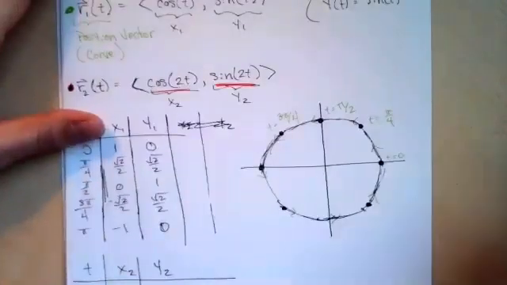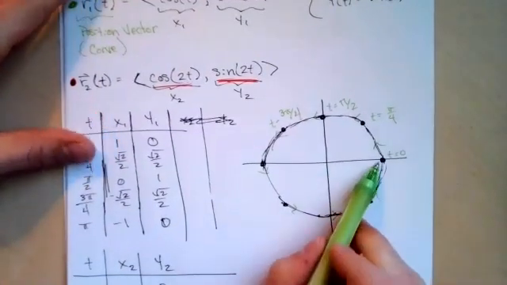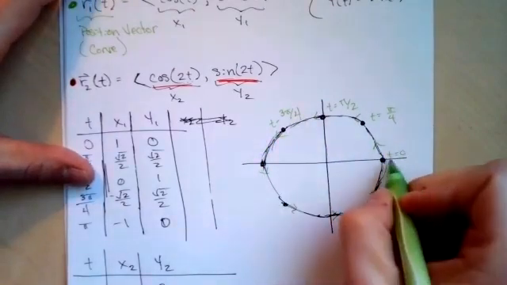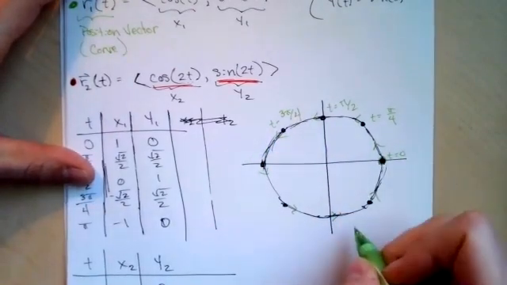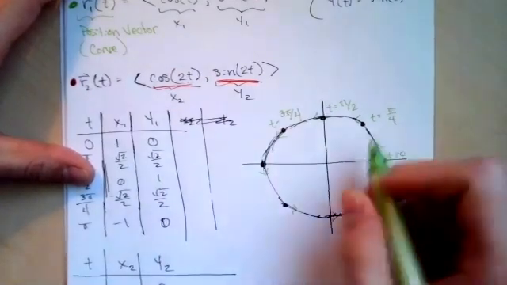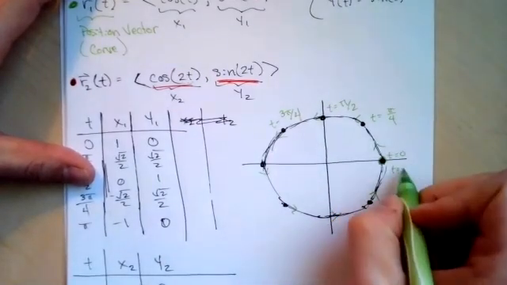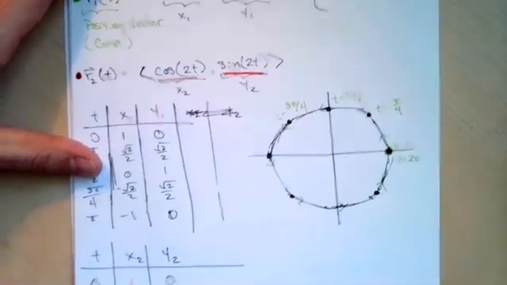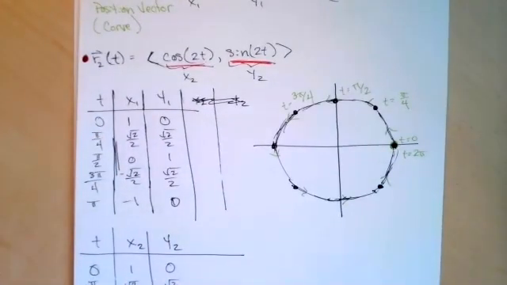So what's happening with this green curve? The green curve, pretty easy to understand that not only are we starting here at t equals 0, but we will go all the way around the circle every 2 pi time intervals.